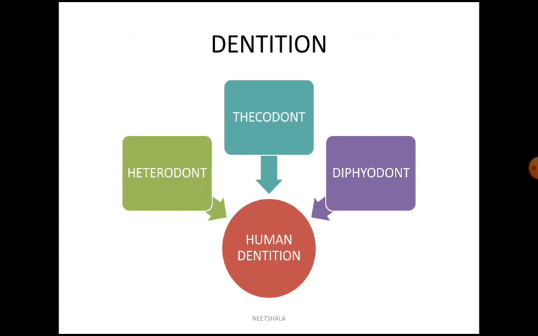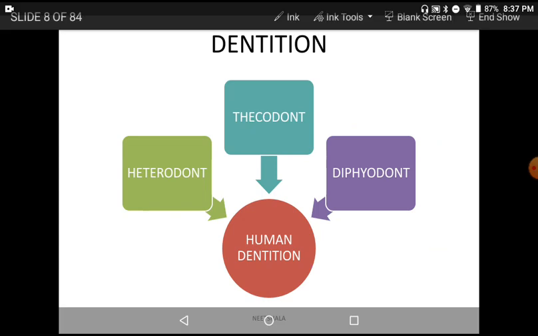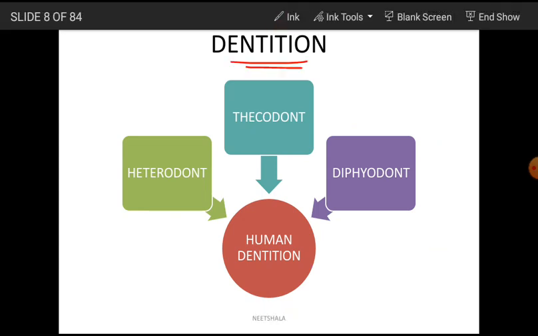So the first term when we talk about teeth or tooth is the dentition. Now what do you mean by dentition? Dentition is the arrangement of the tooth in the buccal cavity, and there are different types of dentition which is seen in different groups of organisms. Bahut sare organisms hai is dharti par, aur ye sare organisms apne apne tarah ke dentition dikhate hai. That means they show different types of dentition.